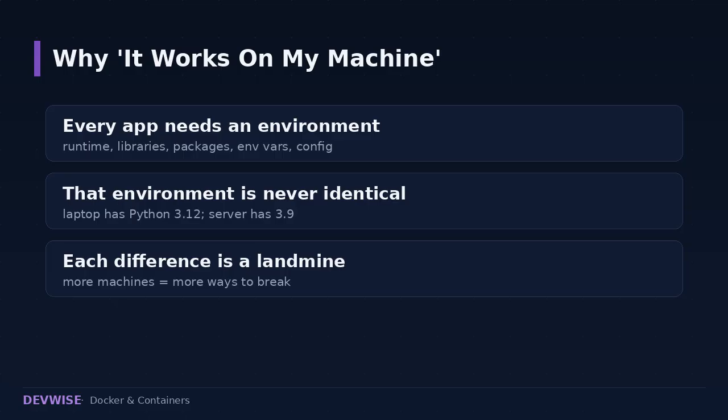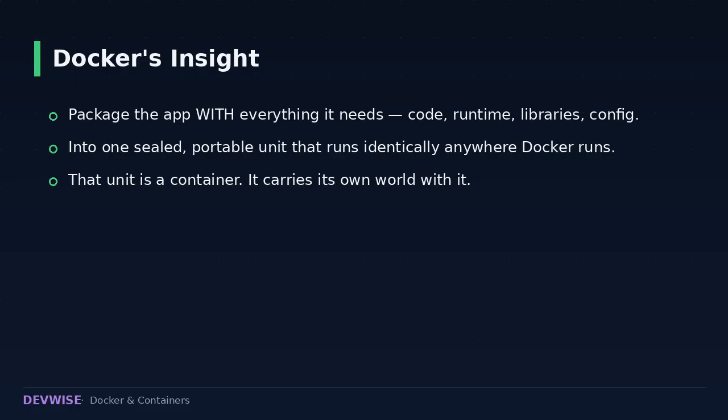The old answers were all painful. Write a document listing every setup step. Nobody keeps it current, and humans make mistakes. Use a virtual machine, a full simulated computer, for each app. That works, but it's enormously heavy. Every VM carries an entire operating system, gigabytes of it, booting for minutes, consuming memory just to idle. Running 10 apps meant 10 complete operating systems stacked on one server.